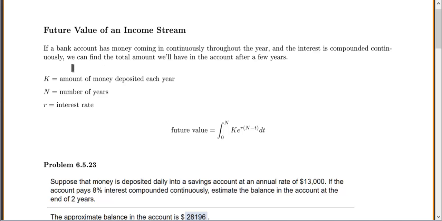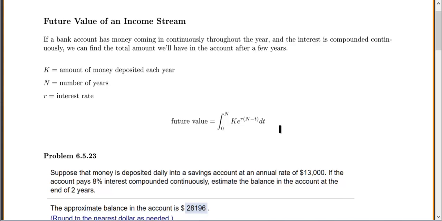So let's review that. If you have a bank account with money coming in continuously throughout the year, and your interest is compounding continuously, you can find the total amount you'll have in the account after a few years, and that's called the future value. K is the amount of money deposited each year, N is the number of years, and R is our interest rate. And then here's our future value equation.